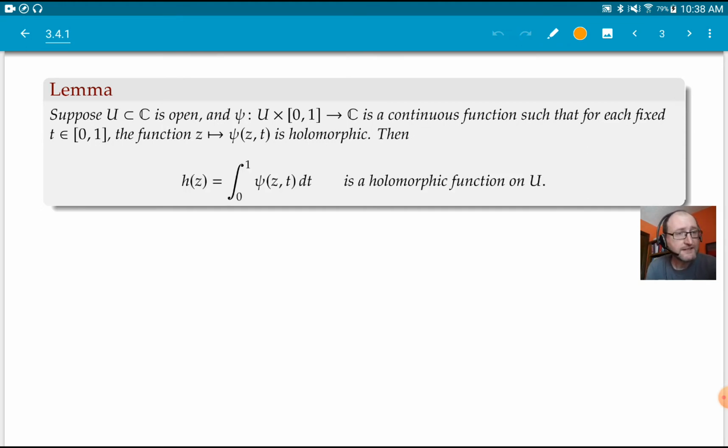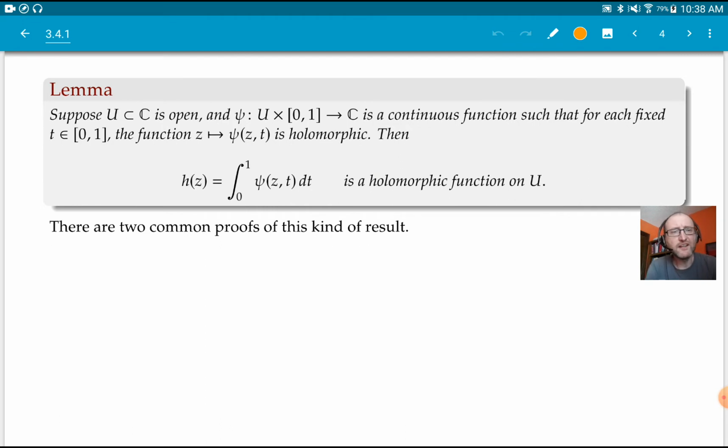And then if you integrate out the t, so if you integrate from 0 to 1 in the t variable, you're left with a function of z alone. Then that function, H, is a holomorphic function. Well, of course, it's defined on U. So for each z in U, you get some number, and this is a holomorphic function. We've seen one example of that, but this is the more general version.